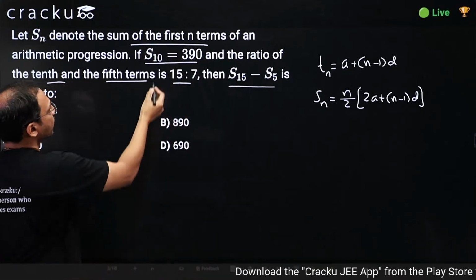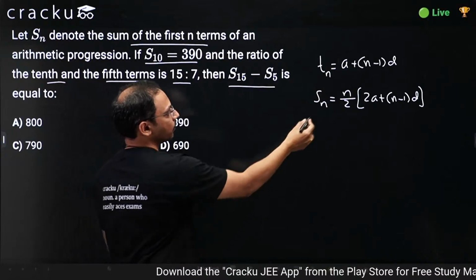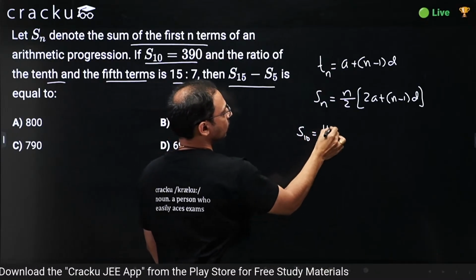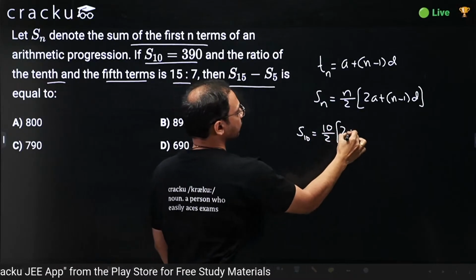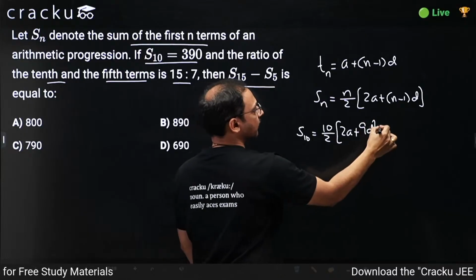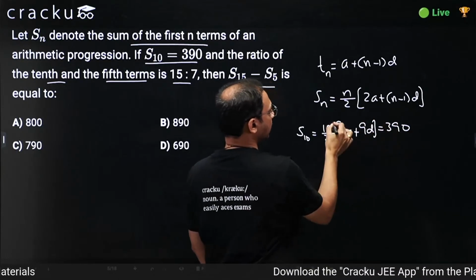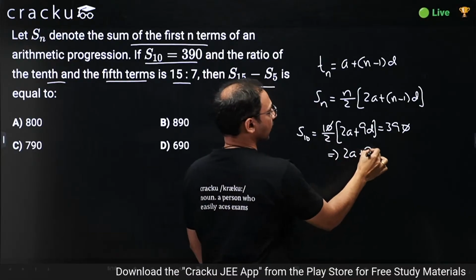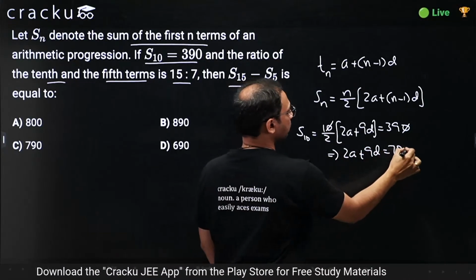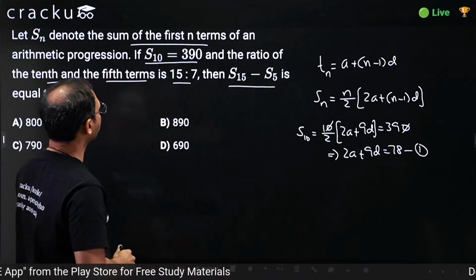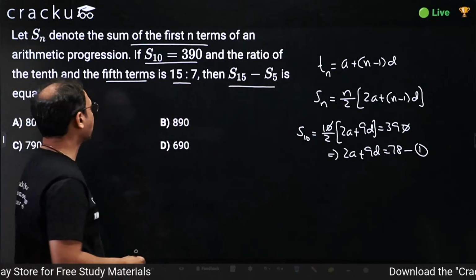So let us see. Let's look at S10. Put n is equal to 10 here. We get S10 is equal to 10 by 2 into 2a plus n minus 1 into d, which is 9d. This will be 390. 10 will get cancelled off and we get 2a plus 9d is equal to 78. So we have one equation in a and d. We'll be getting another equation from this.